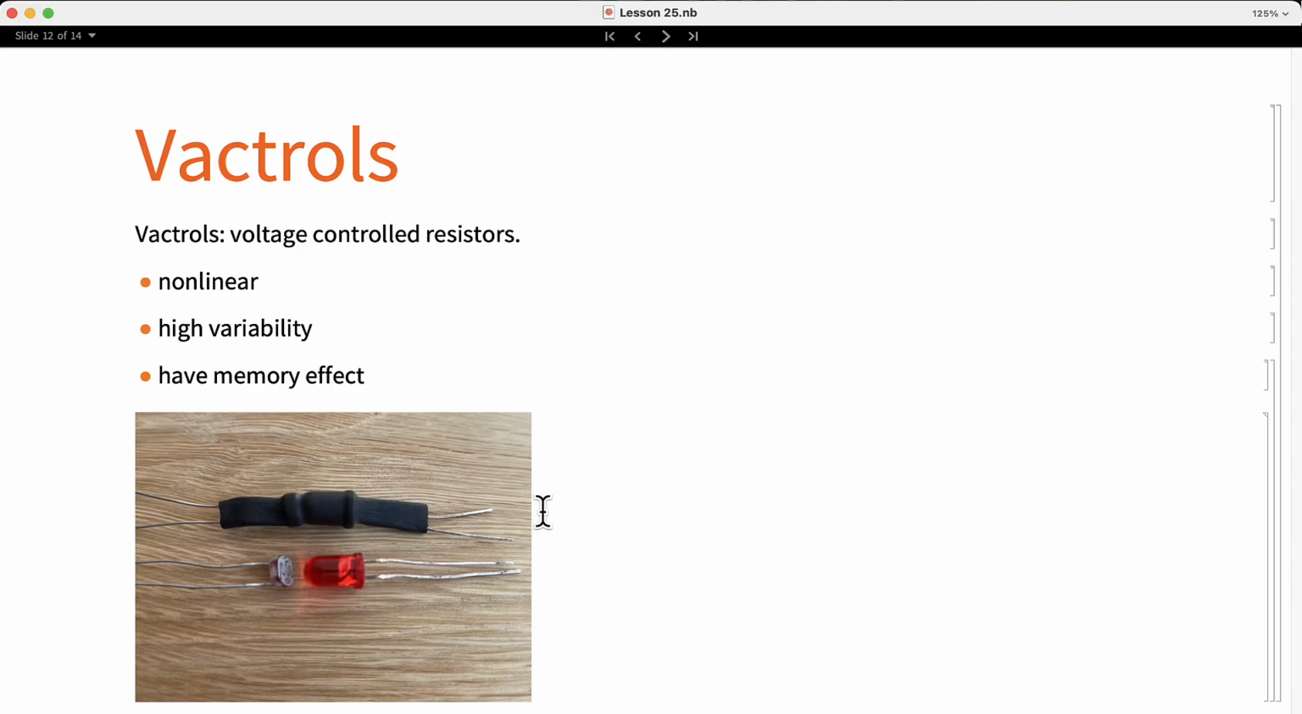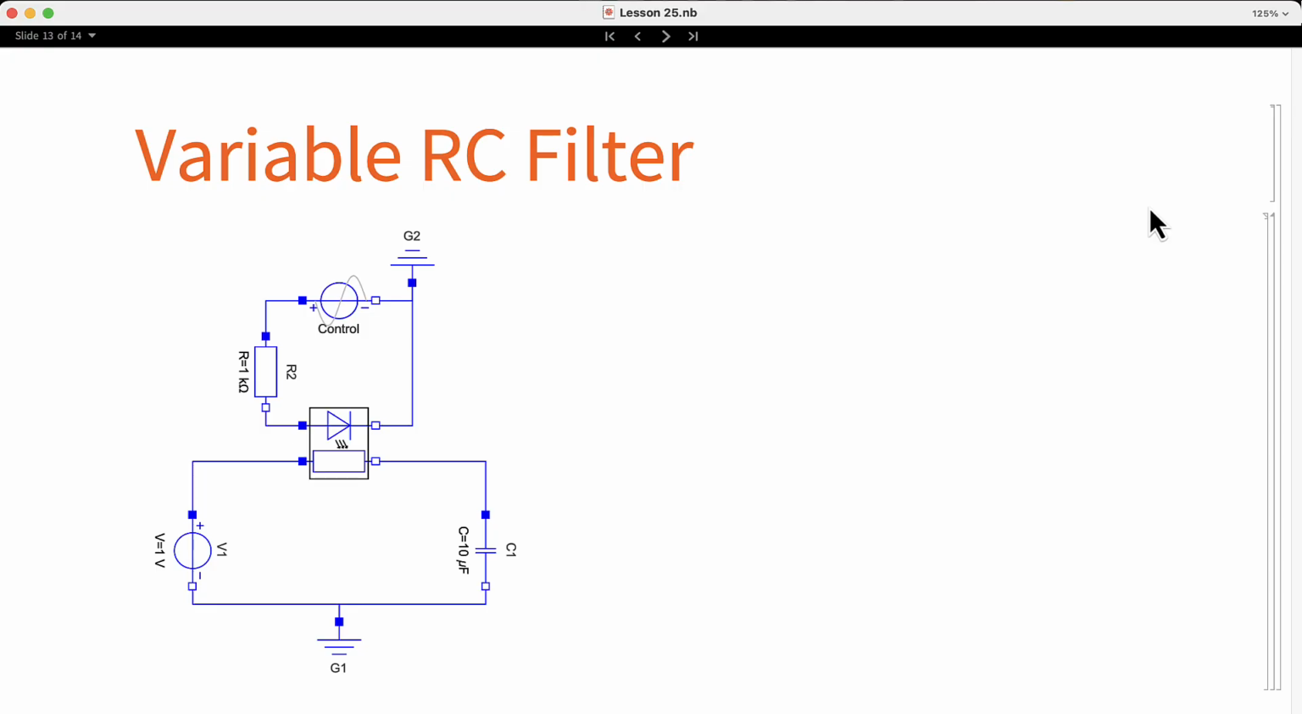They also have large variability. The ones I have built, when controlling them with the same voltage, result in different values of resistance. Another issue is that they cannot follow very fast the control signal. For example, if you quickly change the control voltage, it will take some time to change the resistance. There exist commercial vactrols as well, and those tend to be more reliable and have lower variability than the homemade versions. One simple application of the vactrol is to replace potentiometers.